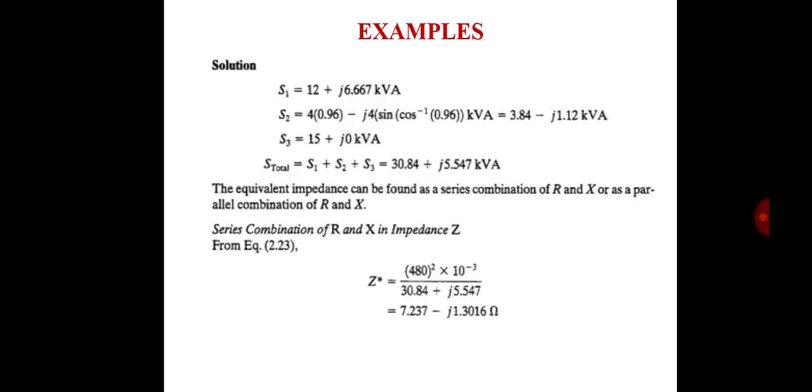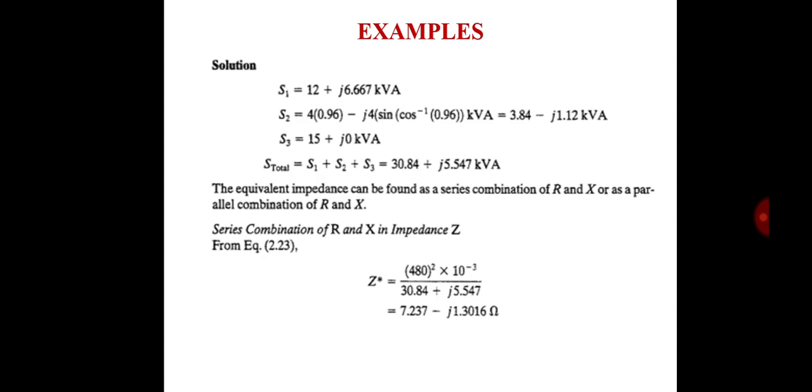Next, what is given? S1 is equal to 12 plus j 6.667 kVA, and S2 is equal to 4 kVA at power factor 0.96, so S2 is equal to 4 cos θ minus j sin θ, with angle θ equal to cos inverse 0.96. So the equation becomes S2 is equal to 3.84 minus j 1.12 kVA, and S3 is equal to 15 plus j 0 kVA.